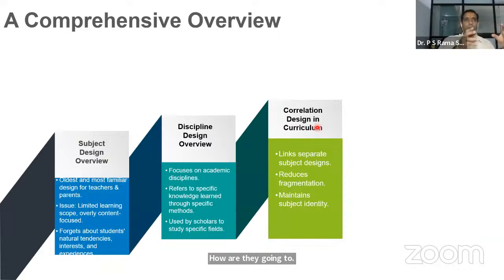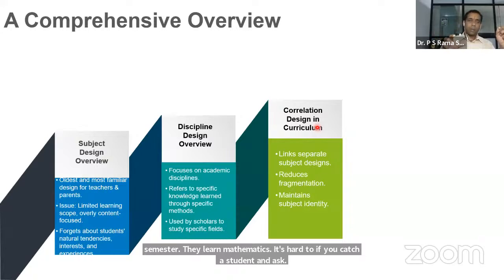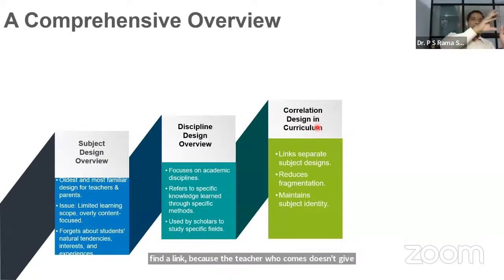Is the student able to connect the link between the subject learned in the discipline and mathematics? Say mathematics 1, 2, 3. Probably in JNTU or other colleges, they learn mathematics up to the third or fourth semester. If you catch a student and ask, why are you studying this mathematics course? He can't find a link, because the teacher who comes doesn't connect the course's relevance to their particular subject. The essential necessity of a specific module in that given course, how it is going to be helpful in his discipline, he has no clue of it, right?